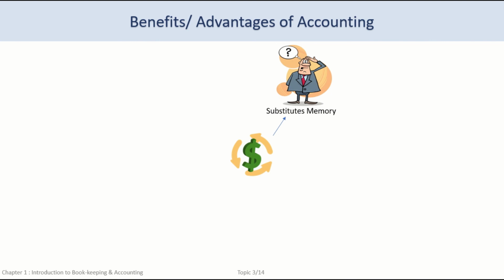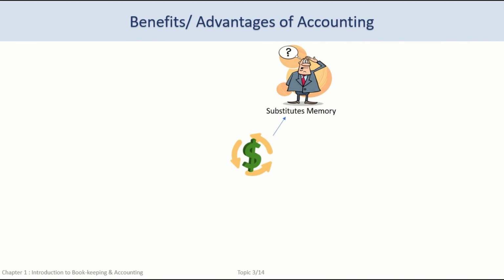With memory, we can easily forget. Also, memory cannot be verified. On the other hand, with all the books or system properly maintained, we can get all the information we need and it can be easily certified and verified by multiple authorities.